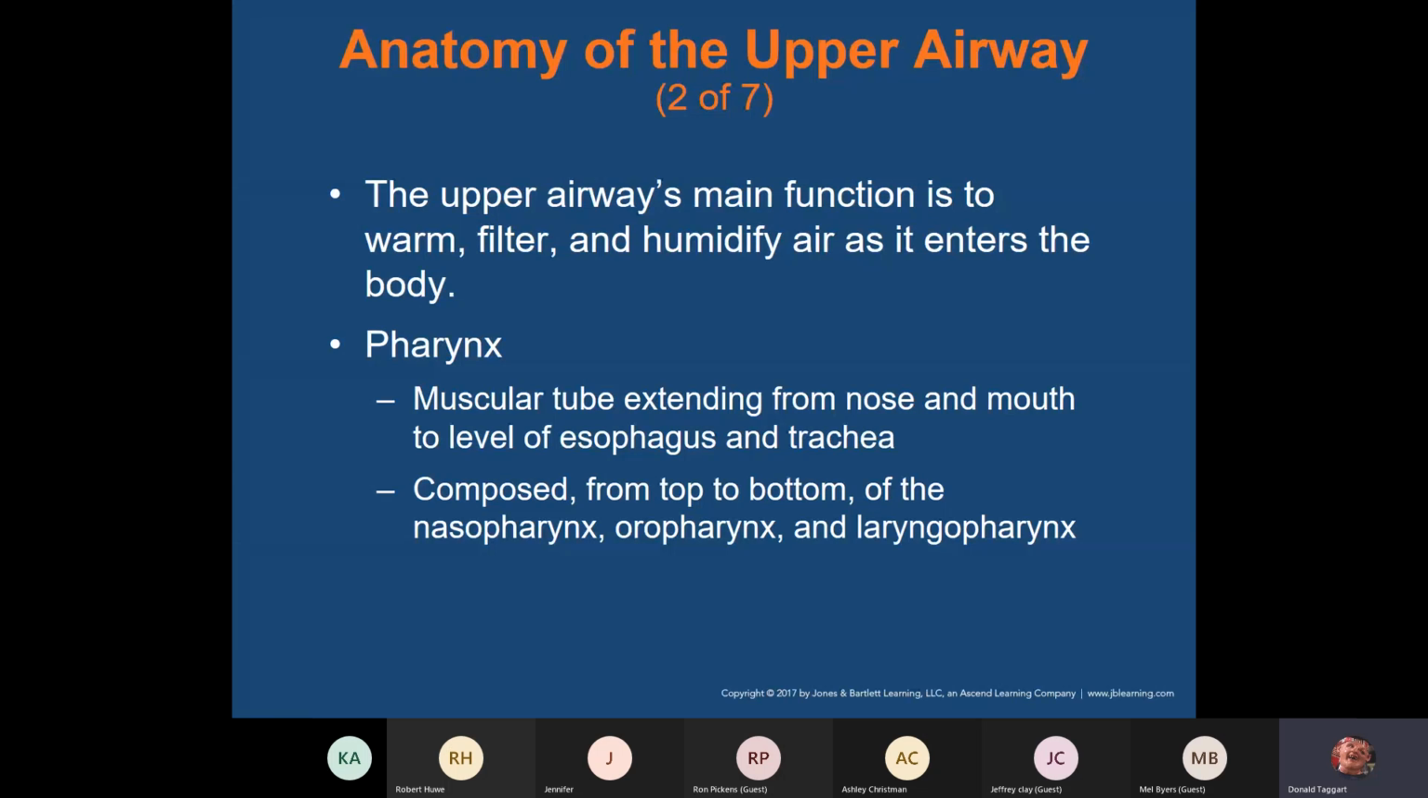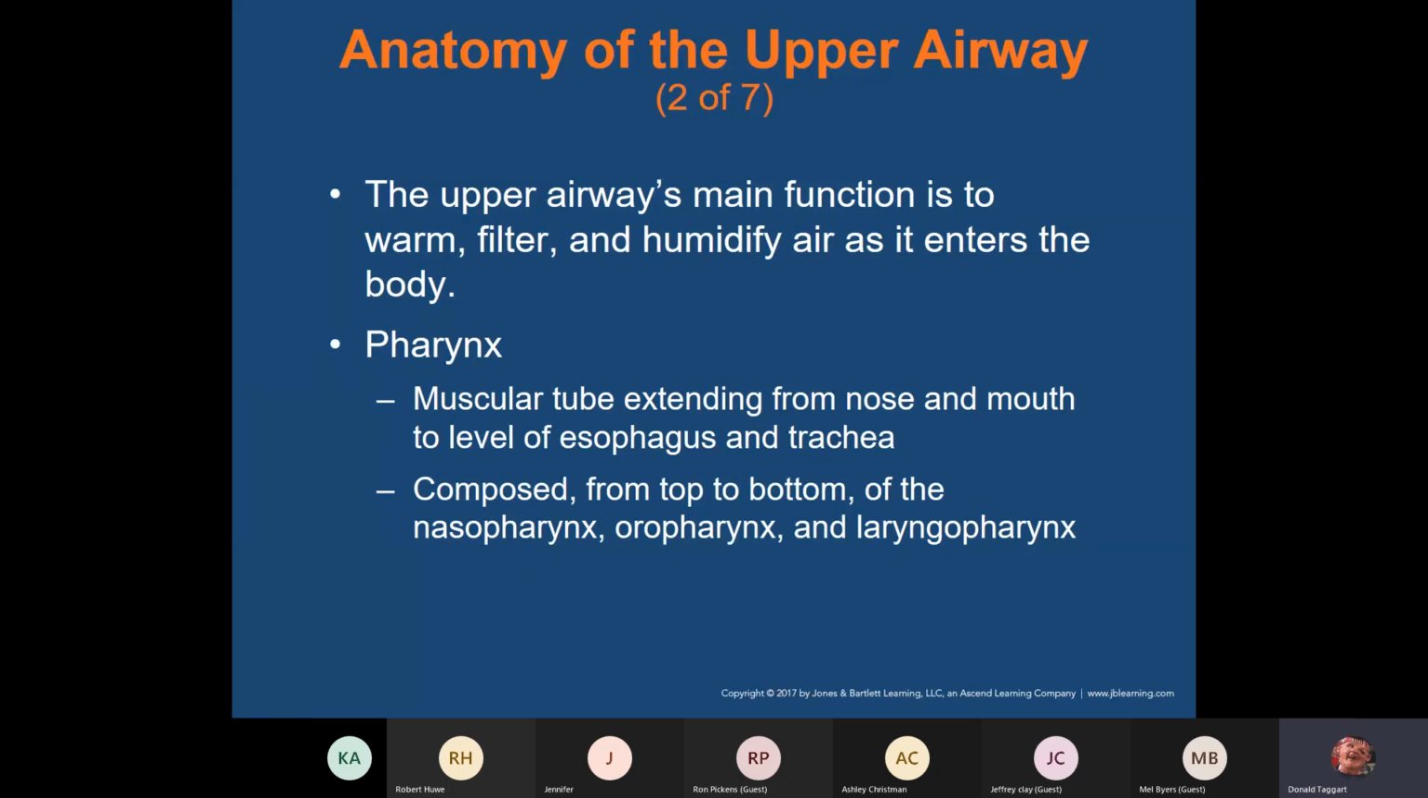Okay, the upper airway's function is to warm, filter, and humidify air. You guys will want to highlight that, write that down, what that function is. So the upper airway's job is to warm, filter, and humidify air.